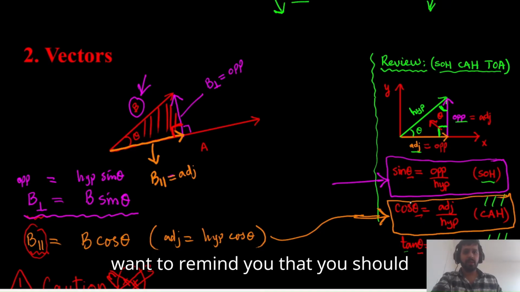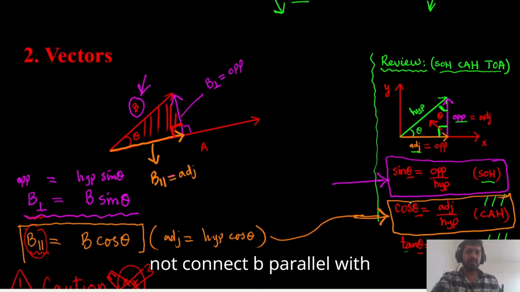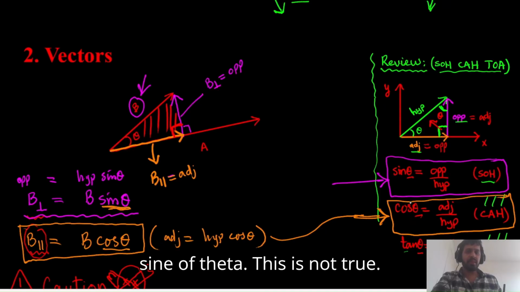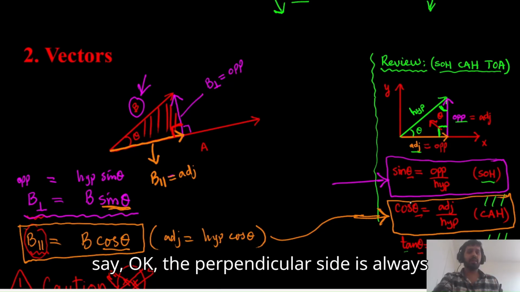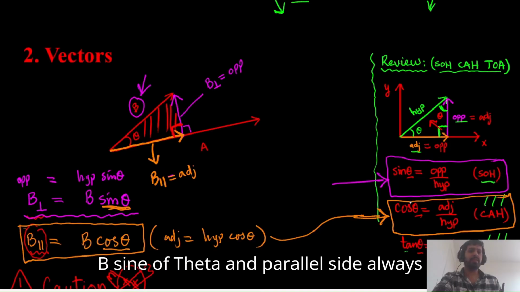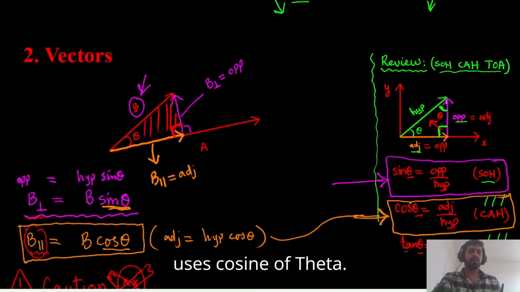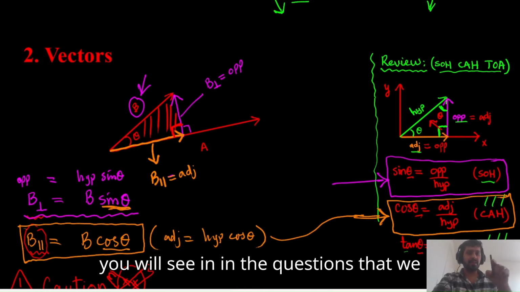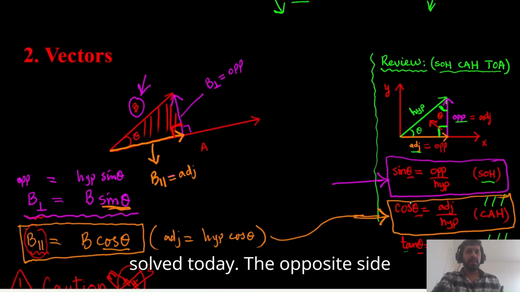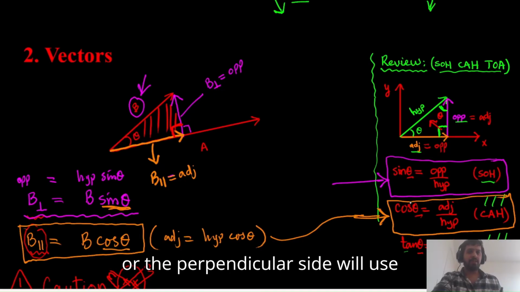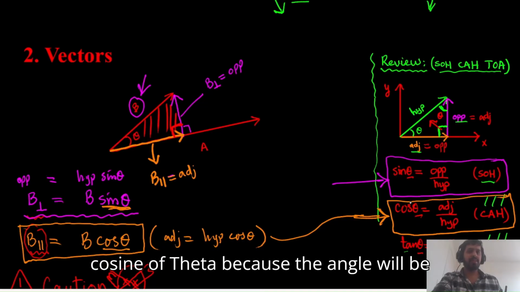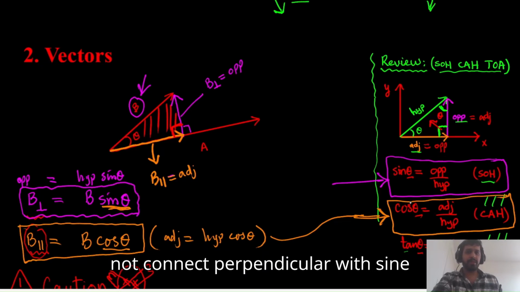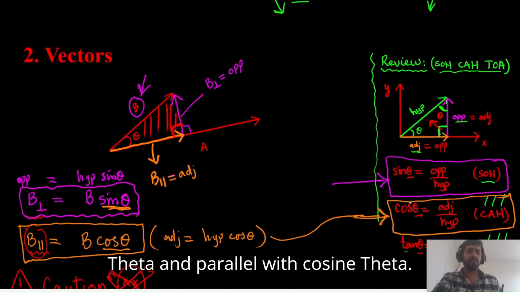Now again, I want to remind you that you should not connect b parallel with cosine theta and b perpendicular to sine of theta. This is not true. A lot of students make this mistake. They say, okay, the perpendicular side is always b sine of theta, and the parallel side always uses cosine of theta. They don't look at the geometry or the angle which is given in the question. As you will see in the questions that we solve today, the opposite side or the perpendicular side will use cosine of theta because the angle will be different. So I cannot stress this thing enough. Do not connect perpendicular with sine theta and parallel with cosine theta.